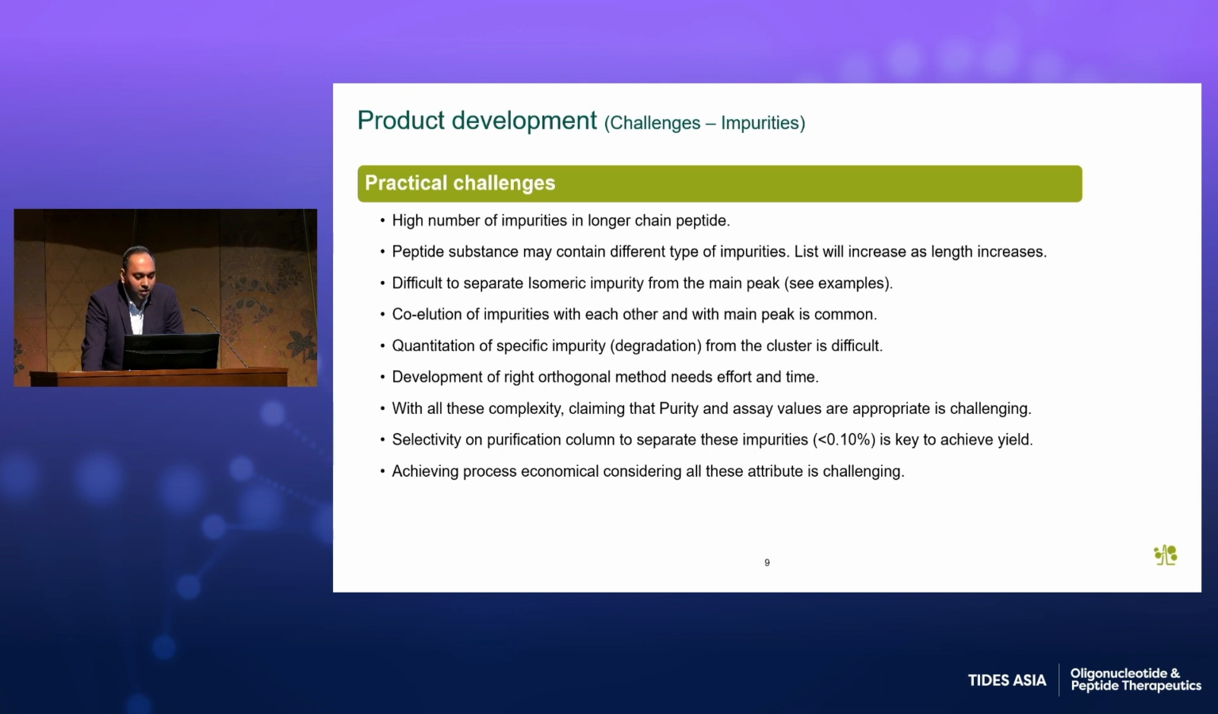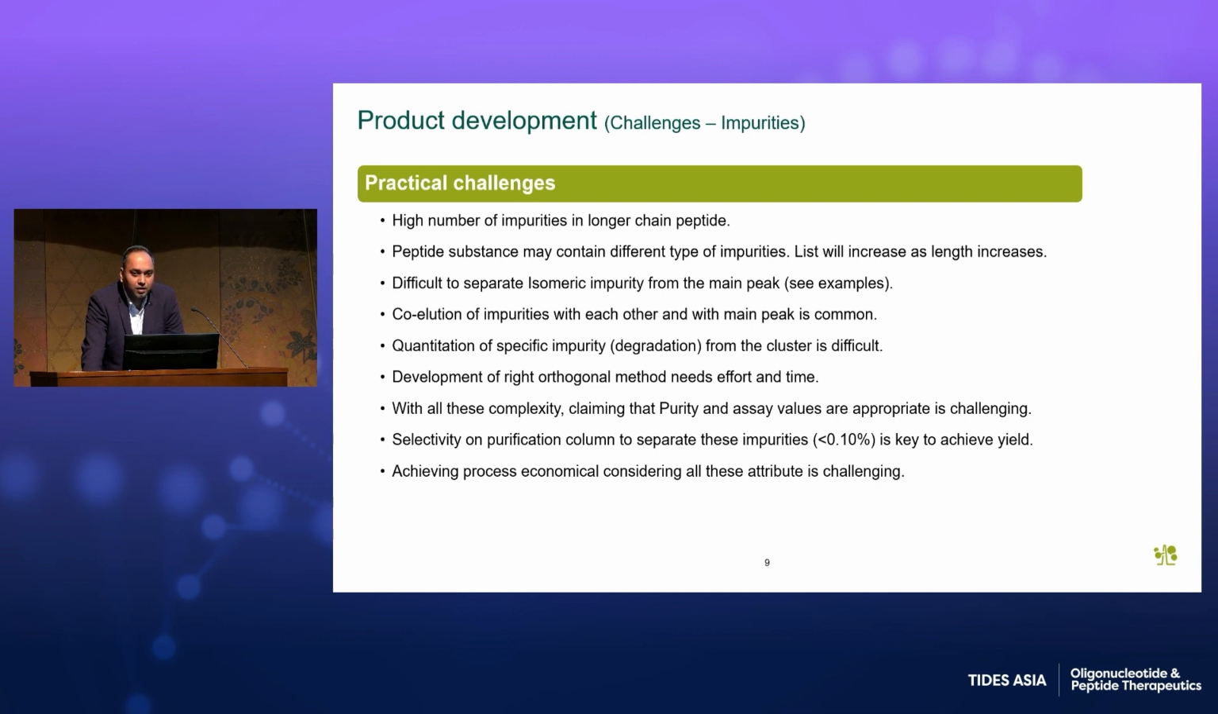And quantitation of a specific impurity amongst that cluster is difficult. If you have some impurity of, say, for example, OXTRP, and your customer needs that impurity to study in the drug product, it will be difficult to identify or quantify the specific content from the cluster. Development of the right orthogonal method needs effort and time, and that is important. With all this complexity, claiming the right purity and total impurity is always debatable and challenging.